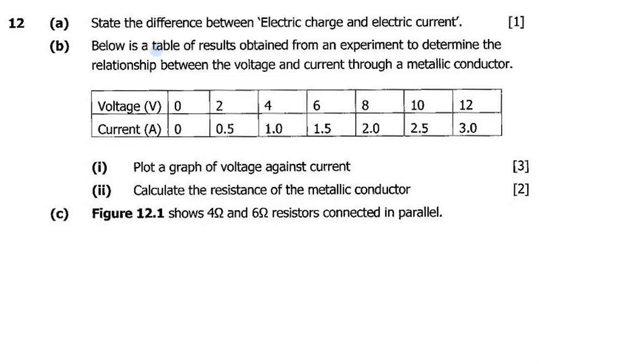So here they're saying state the difference between electric charge and electric current. So the difference, you can state it in so many ways. You can say electric charge is measured in coulomb, while electric current is measured in amps.